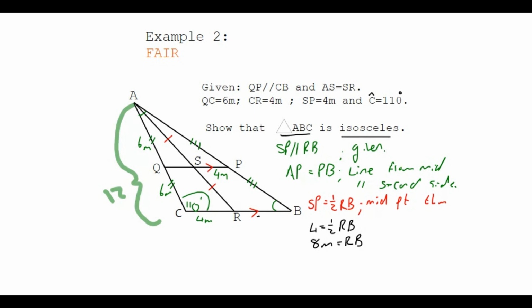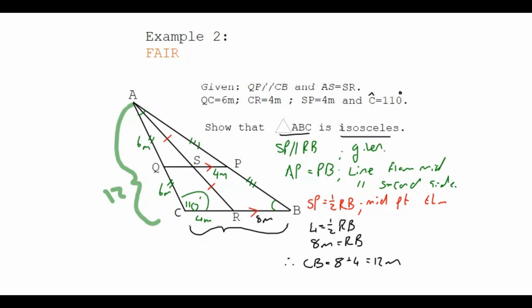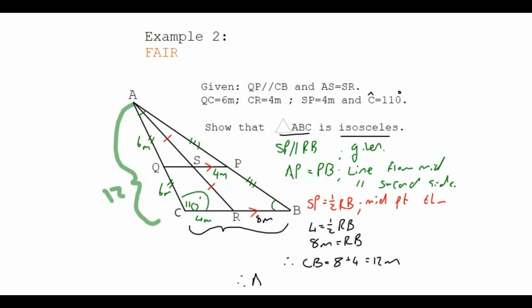Alright, so we've been given 8 meters here. Can you see 4 plus 8 equals 12? So we can say, therefore, CB equals 8 plus 4 equals 12 meters, and then we can quite simply conclude, therefore, triangle ABC is isosceles, and our reason there would be equal sides. Okay.